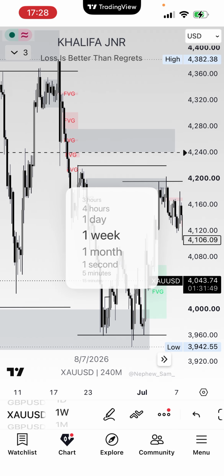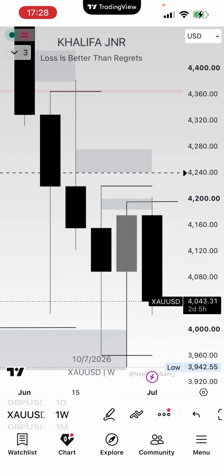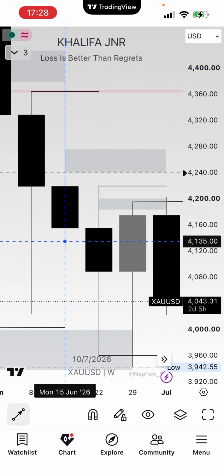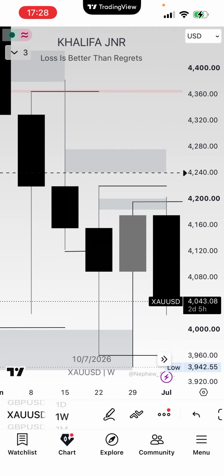Back to the weekly time frame, you see a break of structure. This is a very clean break of structure right here. That's why I'm interested in selling from that high. So, a clean break of structure right there.